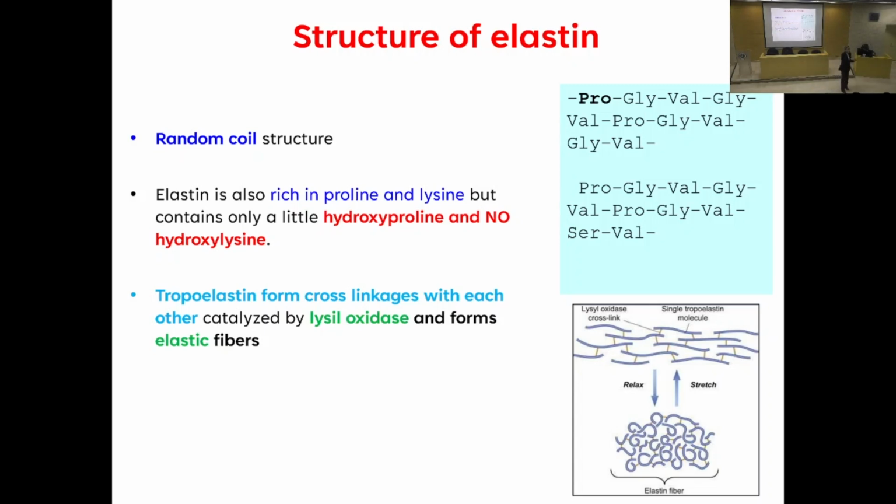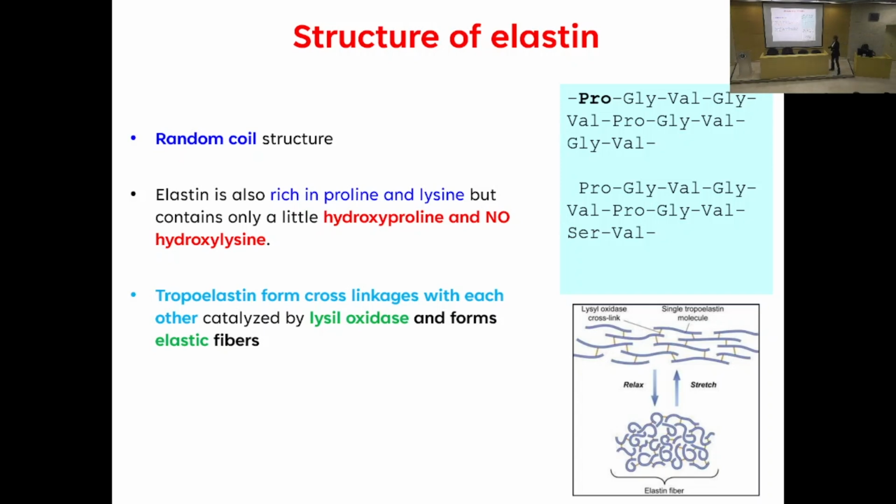So there is no specific structure. A coil is not a structure. It's anything. It's just a coil. It's not a specific structure like the collagen. It is a triple helix.